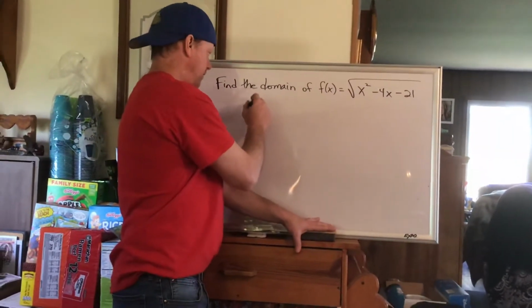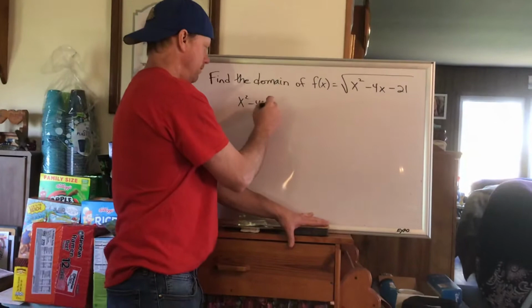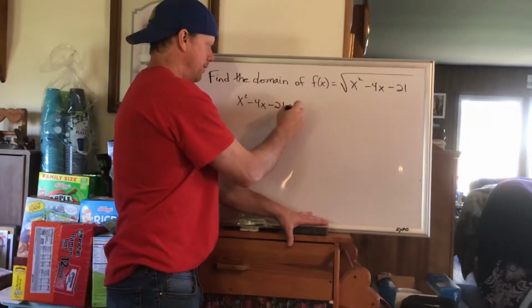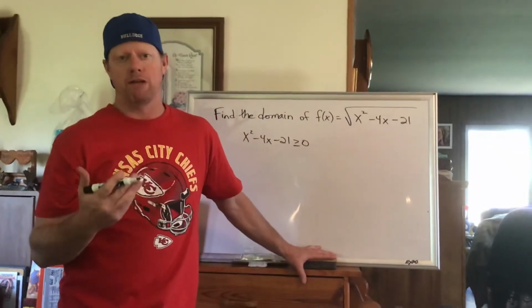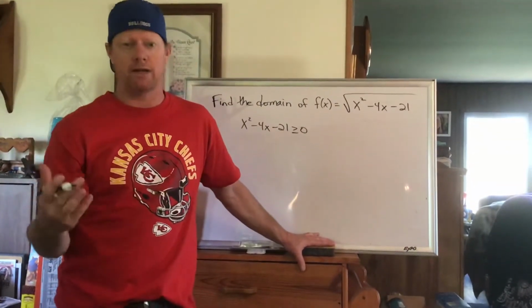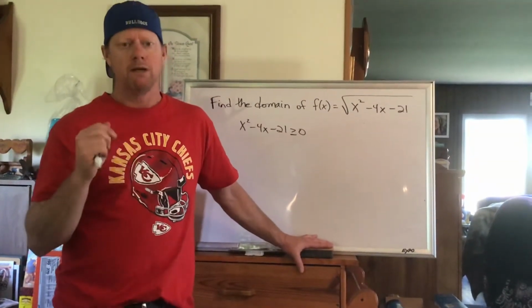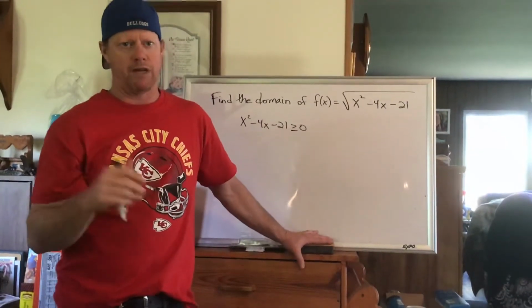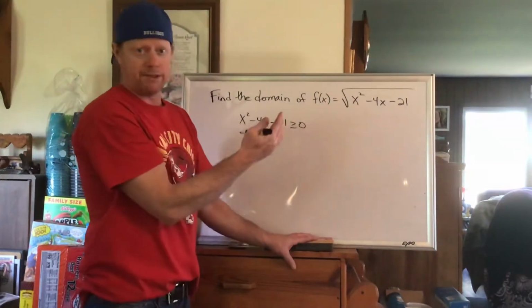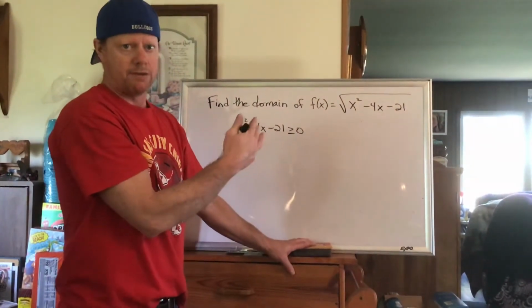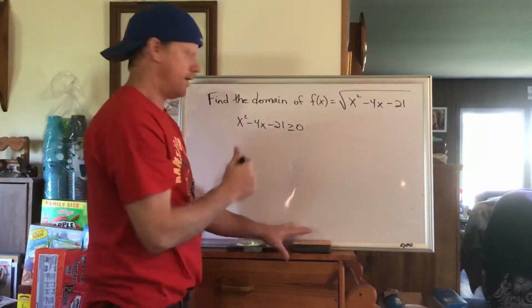You're going to set what's underneath the square root to be greater than or equal to 0, because the square root of 0 is 0. The square root of any positive number we can find. Your calculator can do it. You and I can do it. But square roots of negative numbers are imaginary numbers. So I need to solve this degree 2 inequality. And now it's a problem very similar to the one that I showed you yesterday.